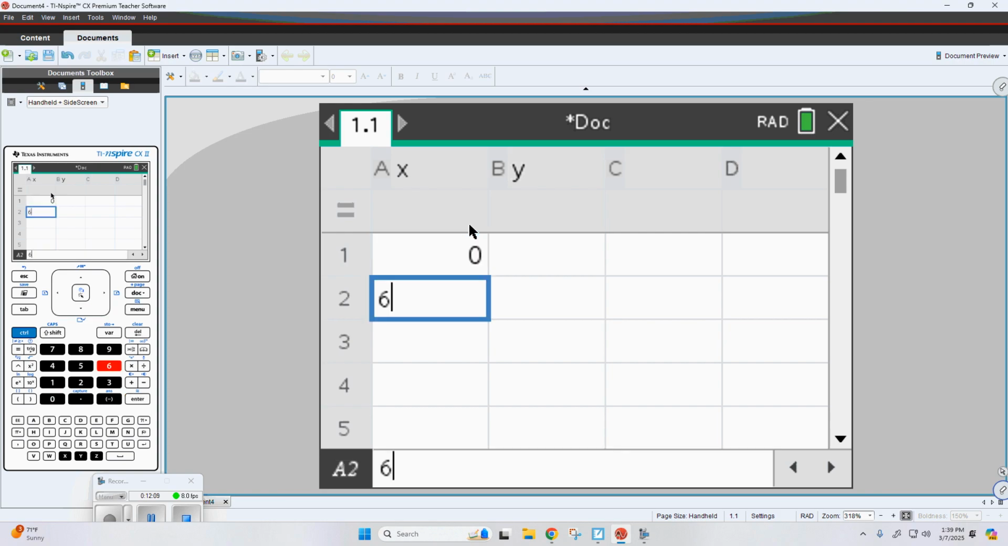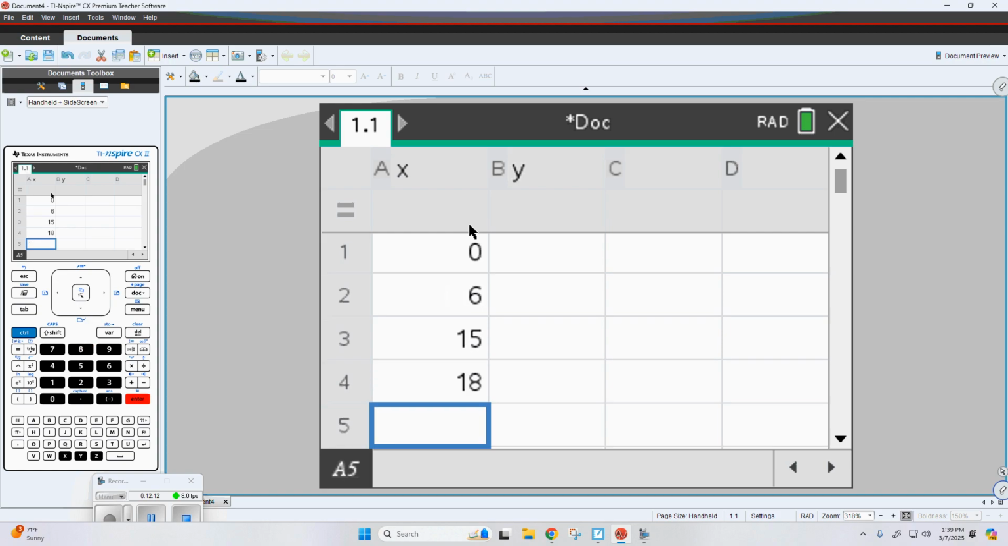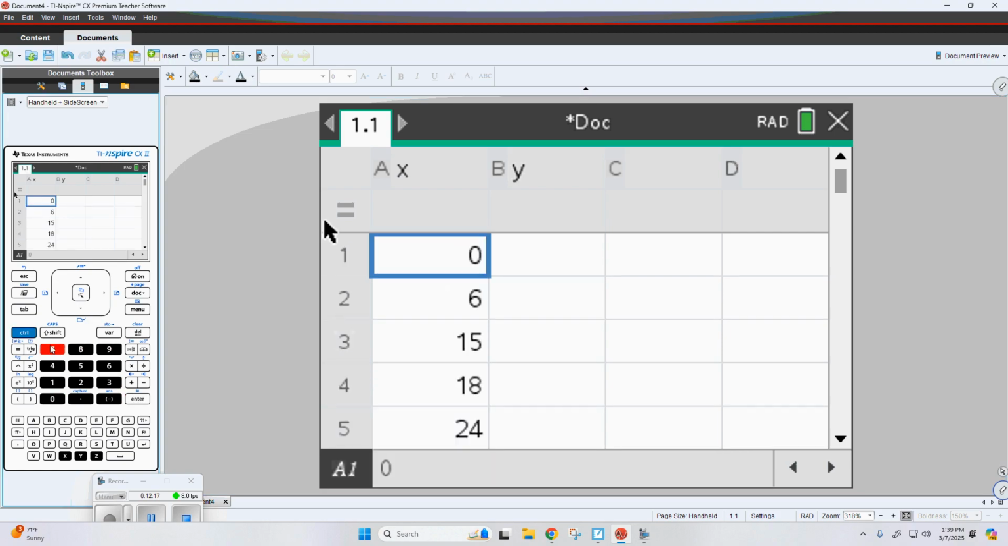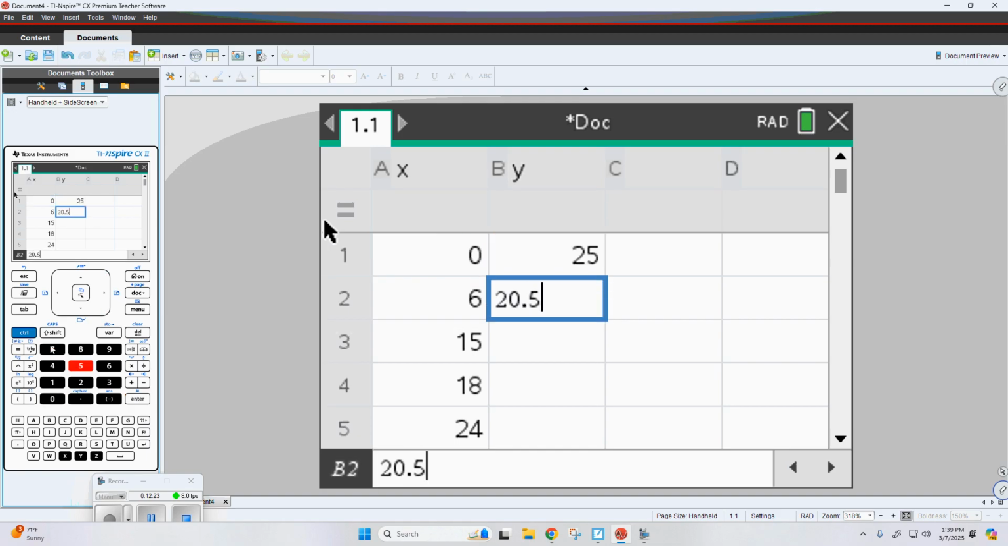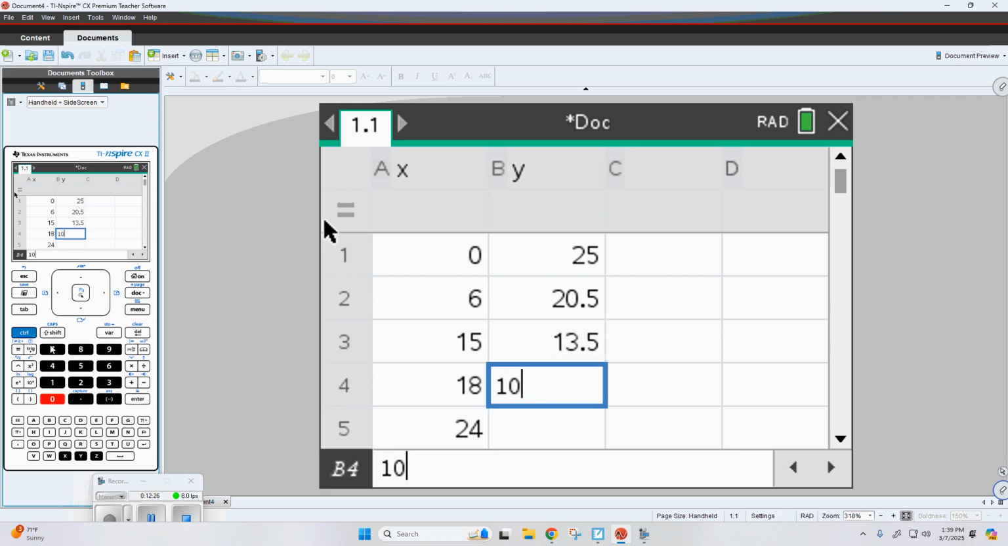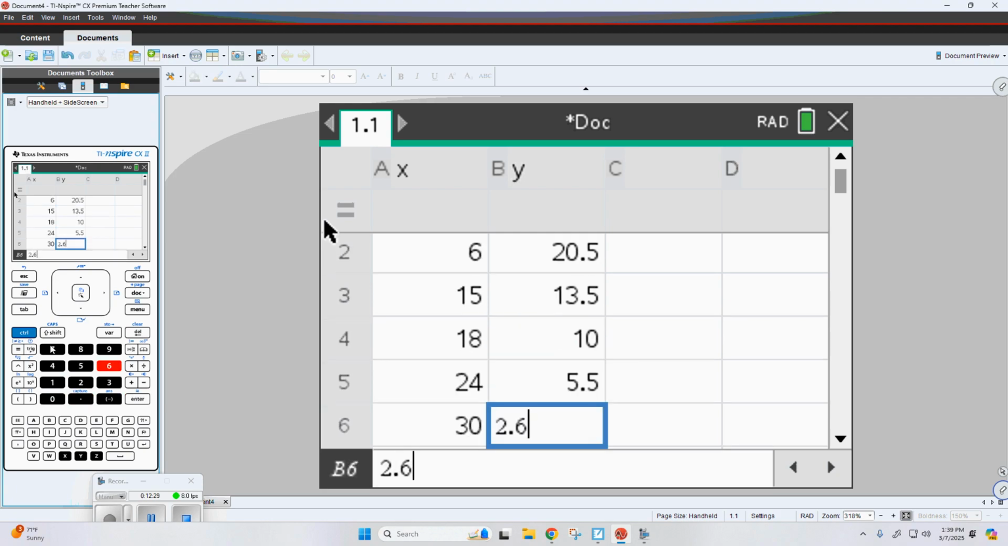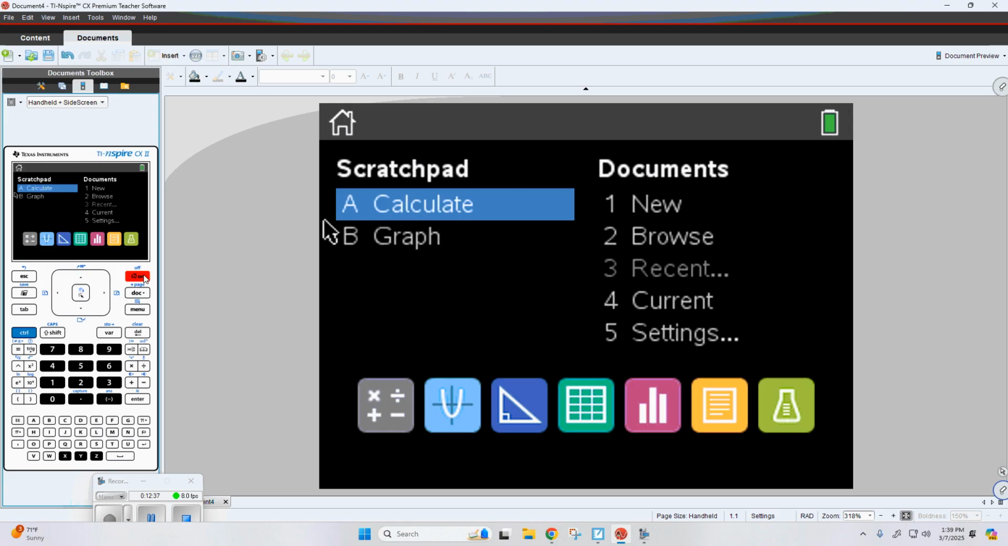So 0, 6, 15, 18, 24, 30, 39. Okay. Control 7. And let's put in the corresponding millions of people. 25, 20.5, 13.5, 10, 5.5, 2.6, and finally 1.7. Okay. So I got my data in. Now I'm going to go home. Okay, data and statistics. So I want to choose this icon down at the bottom. Looks like a bar graph.